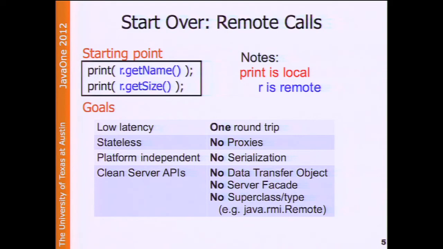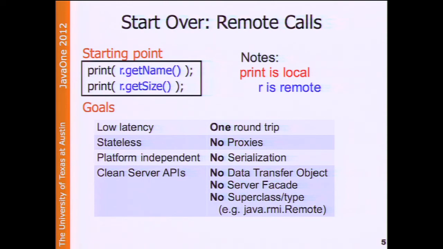What we want to do is do this in 1 round trip. You could make a server facade and change your server interface to make a get name and size method, but then you get into this whole thing of redesigning the server to match the client, which isn't going to scale. So I want 1 round trip.